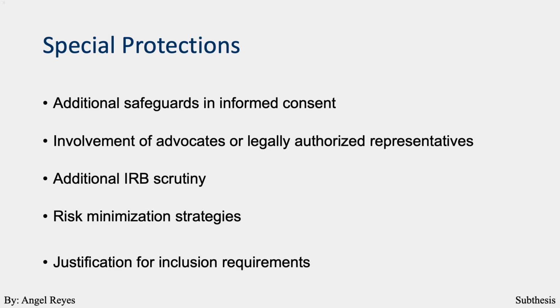Informed consent processes often require additional safeguards, such as simplified language, extended discussion, or assessment of comprehension. For those with limited decision-making capacity, advocates or legally authorized representatives may need to be involved. Institutional review boards provide additional scrutiny for research involving vulnerable groups, carefully weighing risks and benefits. Researchers must implement specific risk minimization strategies tailored to the vulnerabilities of participants.